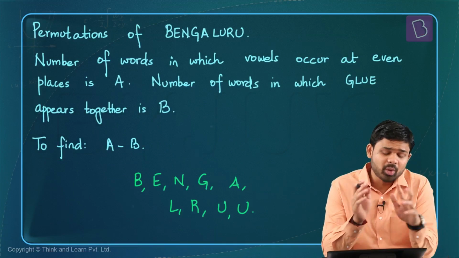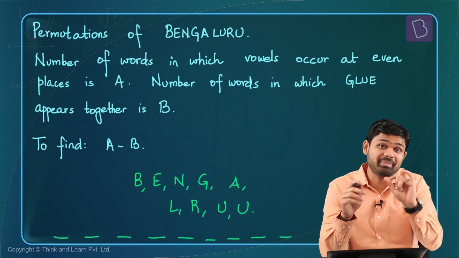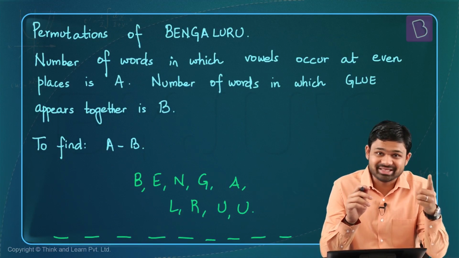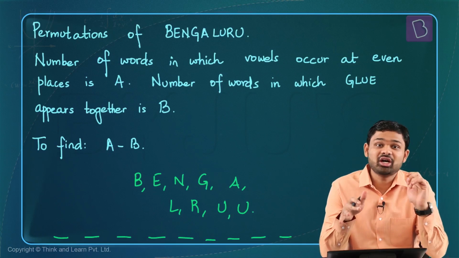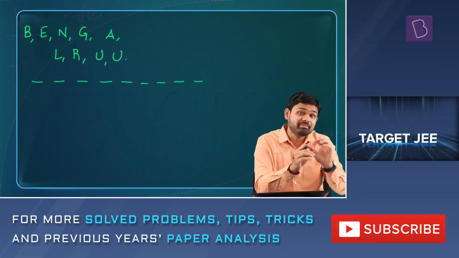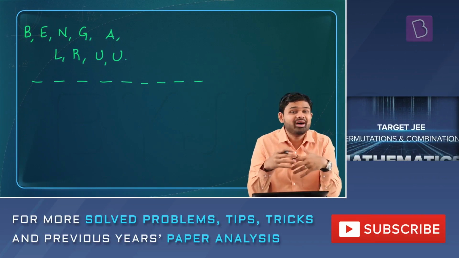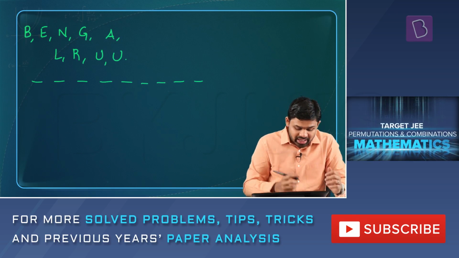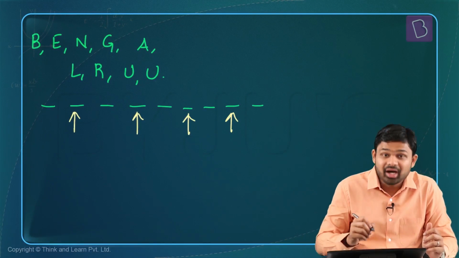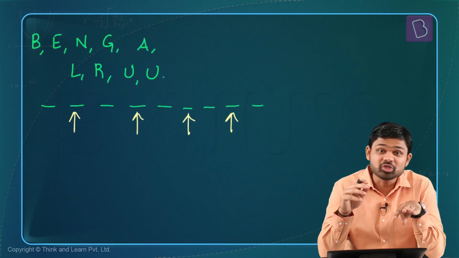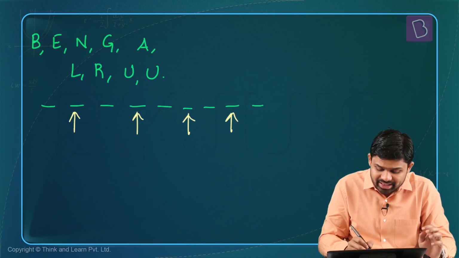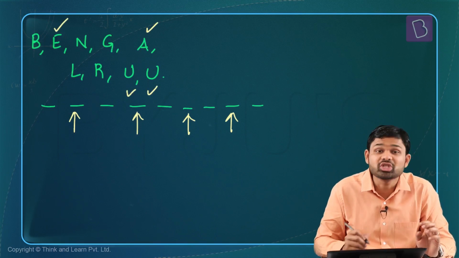So Bengaluru, it's a word which has 9 letters, not 9 different letters, because U repeats. So it has 8 different letters, 7 unique ones, and U repeating 2 times. So there are 9 different places available to arrange the letters of Bengaluru. Now there are 4 positions available for the vowels, right? If the vowels have to appear at the even positions, there are 4 different positions available for the vowels. How many vowels are there? Well, E is a vowel, A is a vowel, and the 2 U's are also vowels.